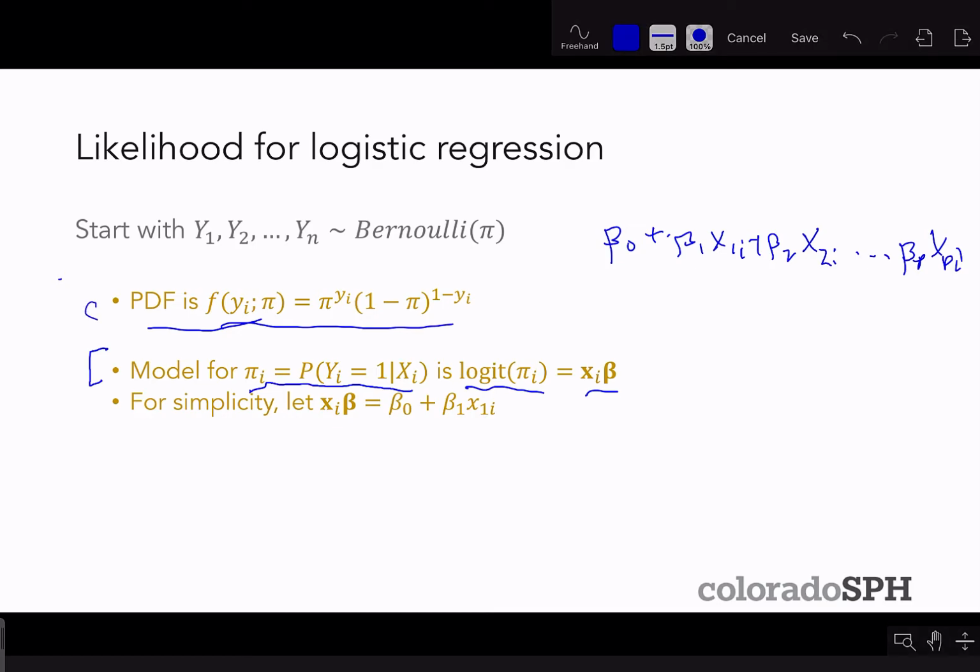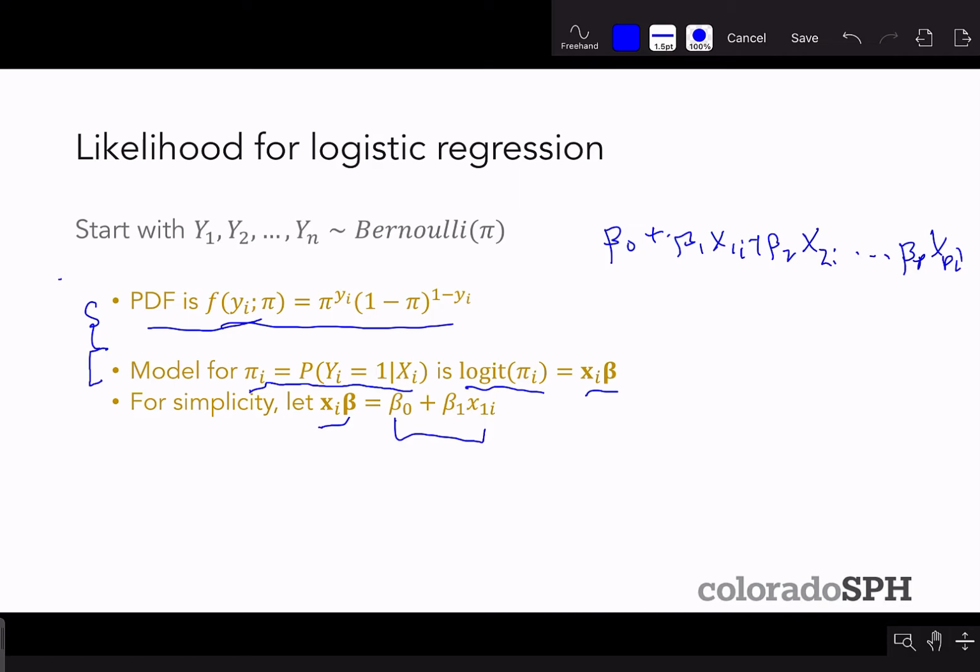And so how do we combine the PDF that we have and the model that we have written down here to get the likelihood for our logistic regression model? And just for simplicity's sake, I'm going to write this out where xi beta just equals beta 0 plus beta 1 x1. So we only have the intercept and one covariate in this model.